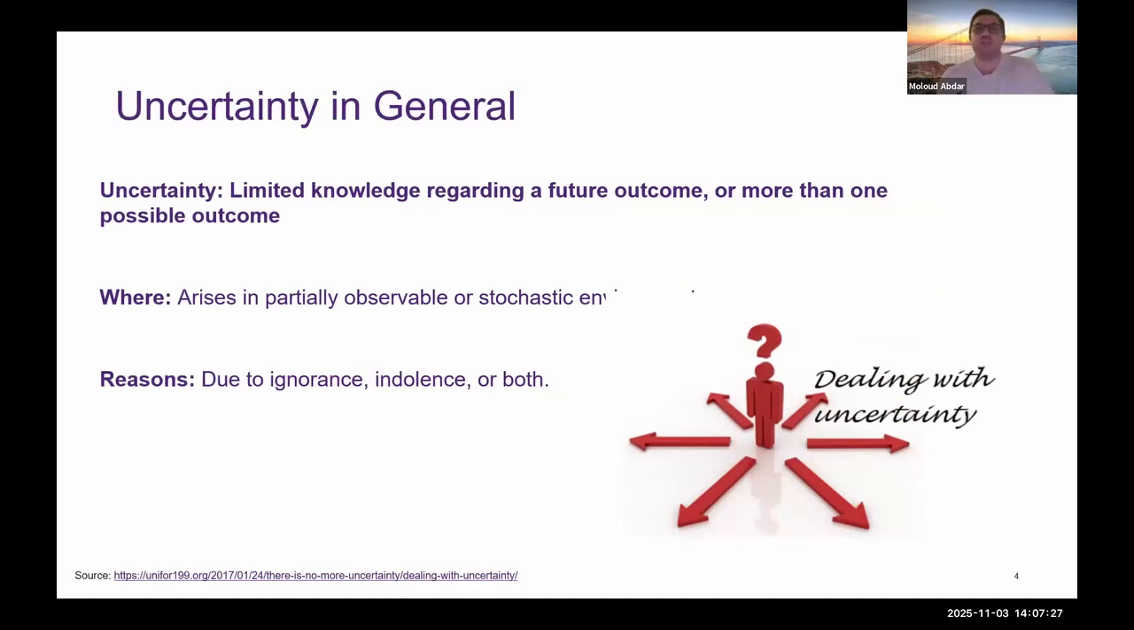So what is uncertainty in general? When we have very limited knowledge regarding a future outcome, or more than one possible outcome, we have a kind of uncertainty. It arises in places that are partially observable or stochastic. The main reasons are ignorance, indolence, or both of those reasons.